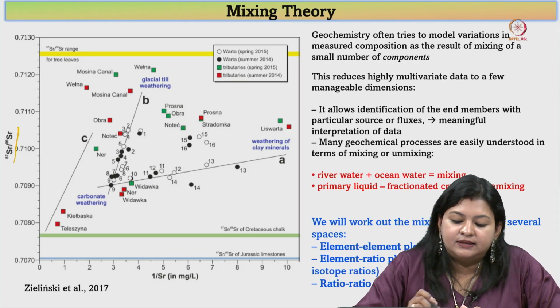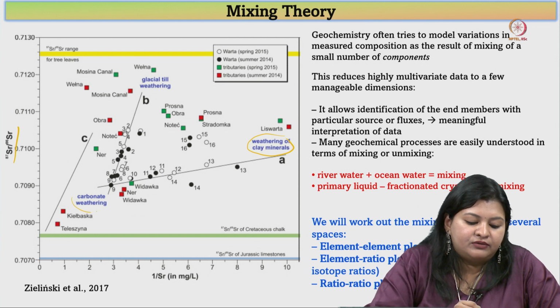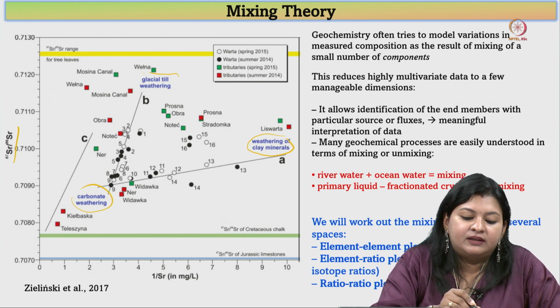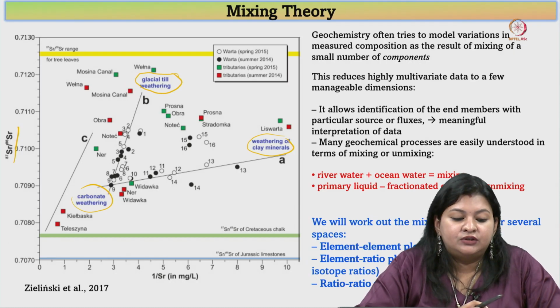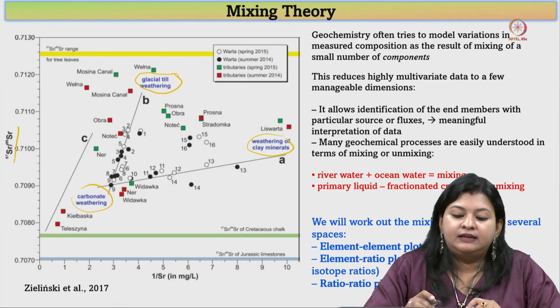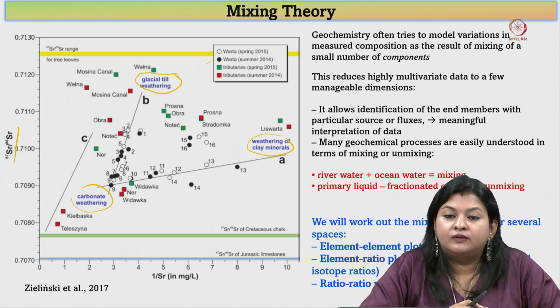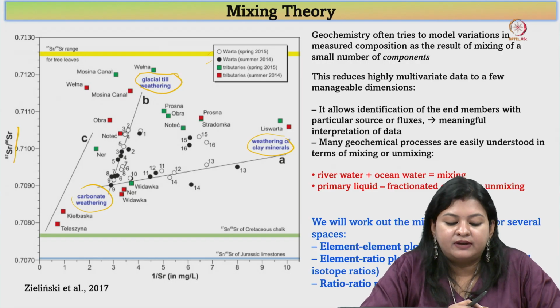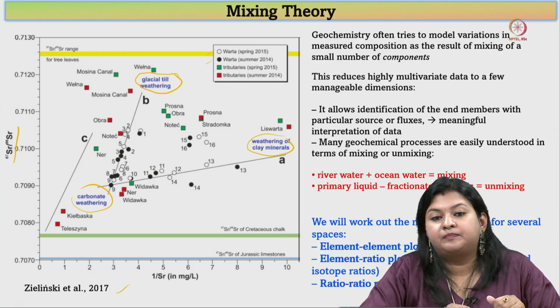And there can be weathering of clay minerals, weathering of carbonates, weathering of glacier moraines and all that. So, different kinds of contributions are coming, and there is a lot of temporal differentiation, a lot of seasonal differentiation, and a lot of tributary-wise differentiation also noted by this particular author.